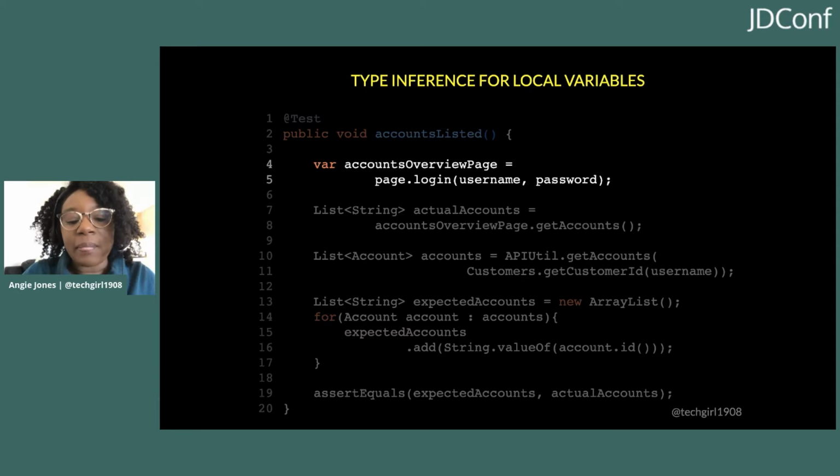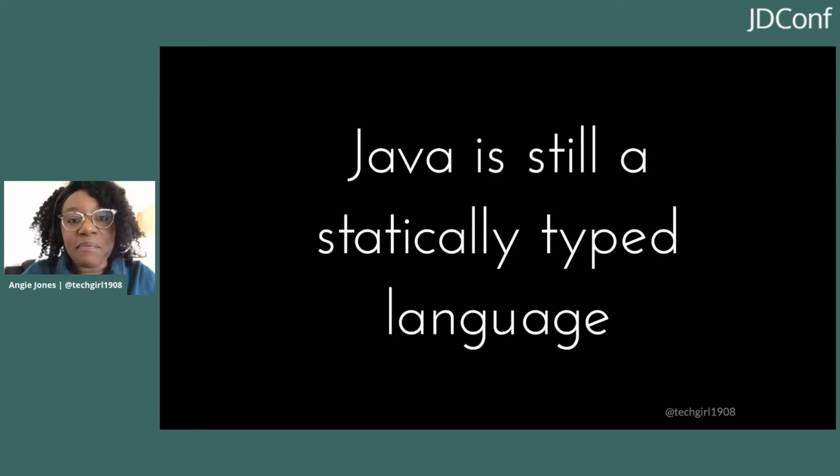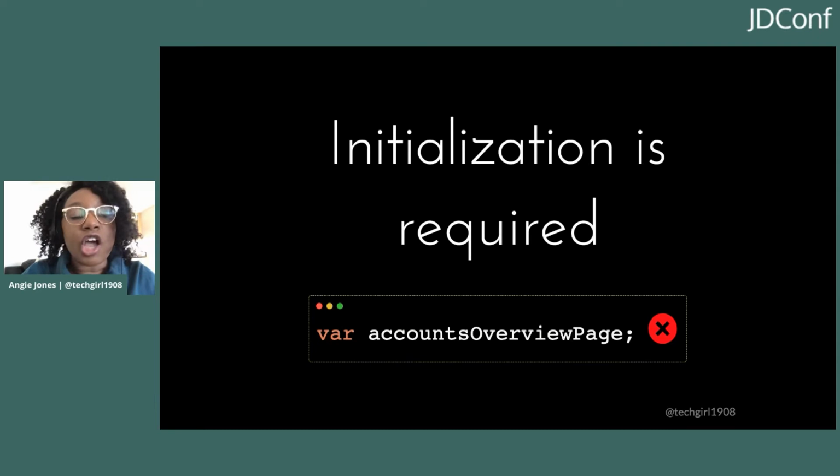So that's great. But before you get carried away and start using var everywhere, let me explain the rules and also provide you with some tips. So this does not make Java a dynamically typed language like JavaScript or Python. The type is still there, it's just inferred from the right-hand side of the statement, which means you can only use var if you're actually initializing the variable. Otherwise, Java's not going to be able to infer what its type is, okay?